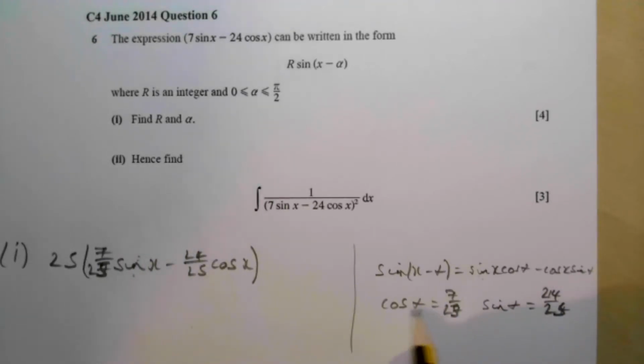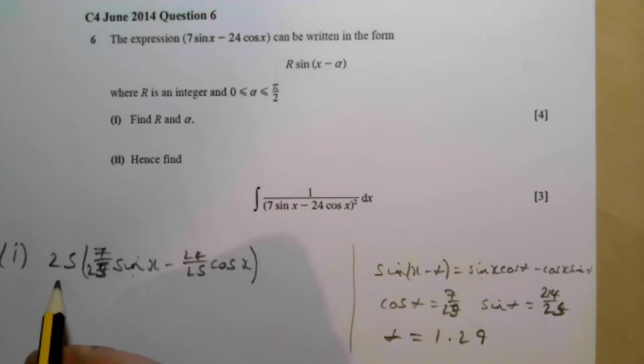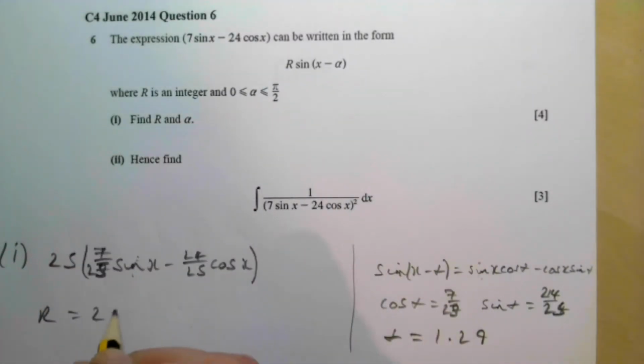And so we can do the inverse cos or inverse sine to work out my angle there. Or if you want, you could divide the two of them and get your 24 over 7 to get your tan alpha. But either way, put it in your calculator and you get alpha is going to be 1.29, and our value for r is 25. Sorry about the wee mix up there in the middle. Hopefully that makes sense. So my value for r is 25, and my value for alpha is 1.29.